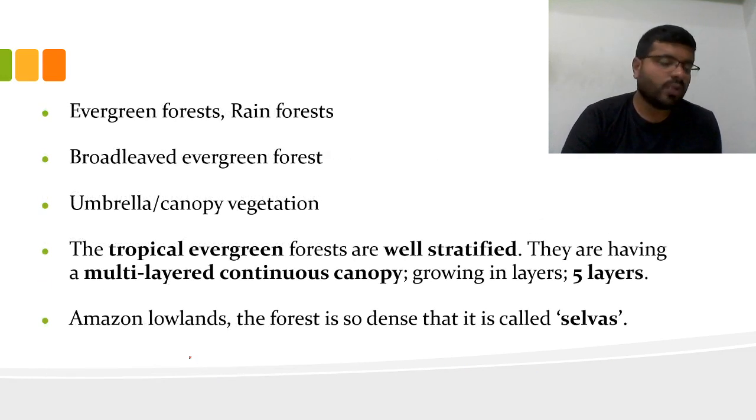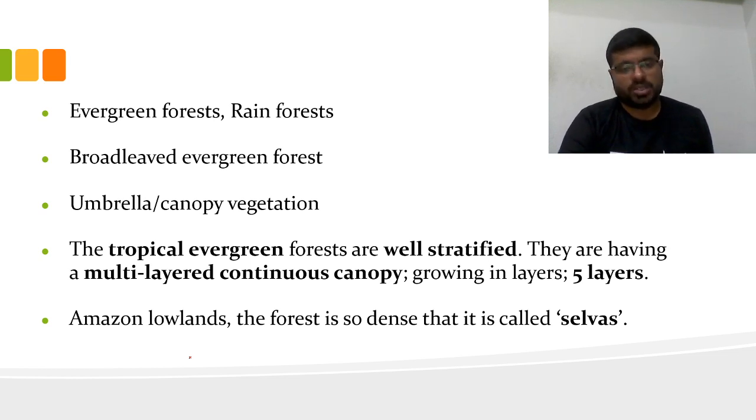Then because of these characteristics, what will be the vegetation? There will be evergreen forest, rainforest. We are growing broad leaved evergreen forest. The leaves are broader, and they are evergreen. Why broad leaves? More energy, more water, and more transpiration. Why are there broad leaves? Because this is the adaptation.